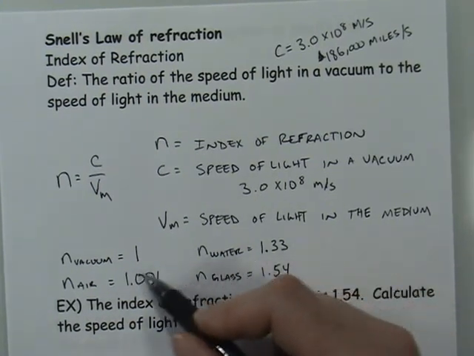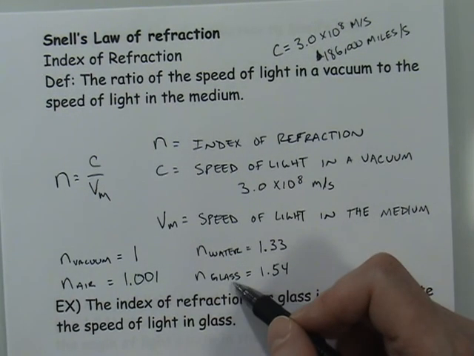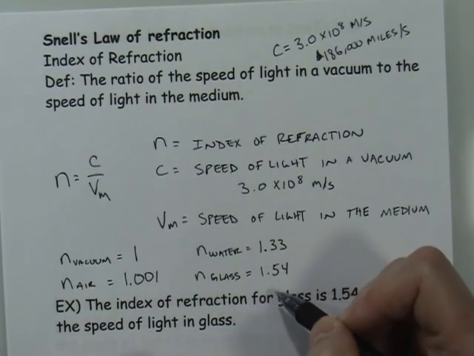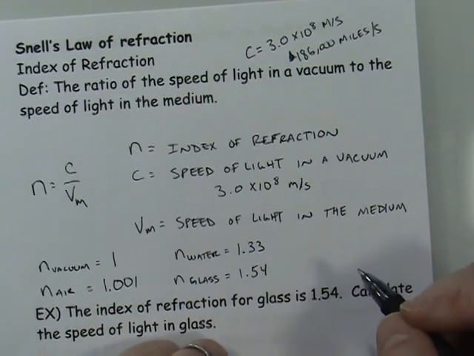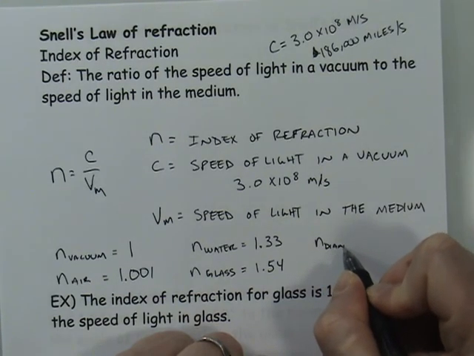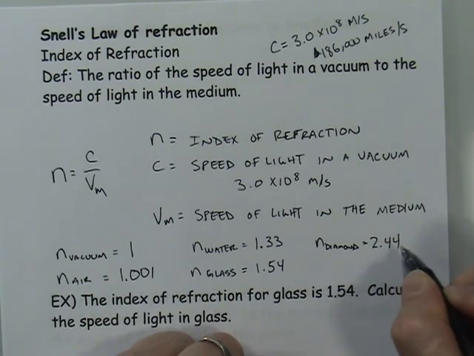So you can see the numbers are getting bigger. I'm getting to things that are more and more dense. You imagine if I put glass in water, it would sink because it's more dense than the water. And so the index of refraction is increasing. The highest index of refraction that I am aware of is for a diamond. And that index of refraction is 2.44.